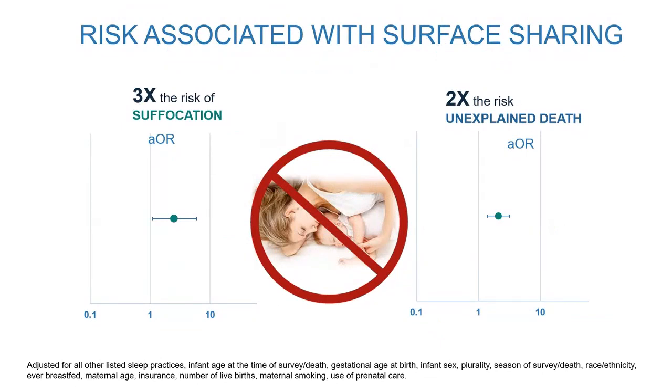Infant sharing a sleep surface was associated with 3 times the risk of suffocation and 2 times the risk of unexplained death. Here again, the confidence intervals around the point estimates for suffocation and unexplained death overlapped, meaning you cannot rule out the possibility of the point estimates being the same.